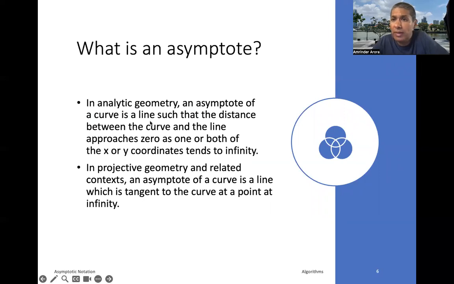When we are considering analytical geometry, an asymptote of a curve is a line such that the distance between the line and the curve approaches zero as the x and y coordinates, generally the x in our case, tends to infinity. In projective geometry and related contexts, the asymptote of a curve is a line which is tangent to the curve at the point at infinity.